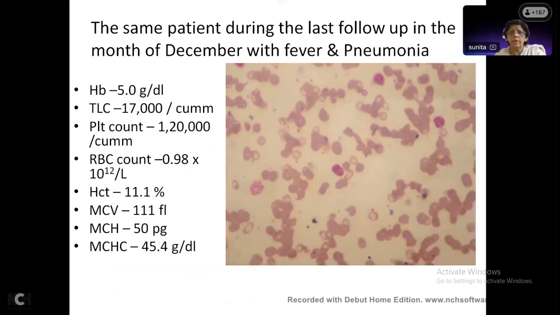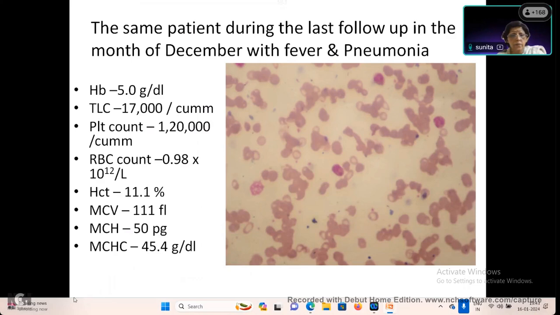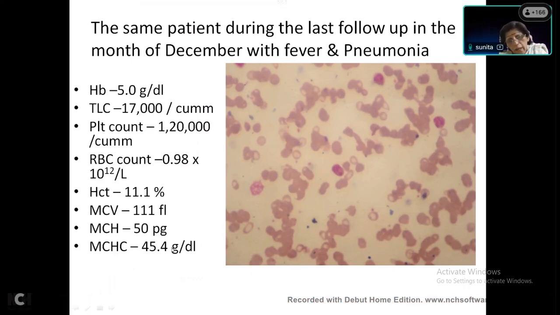the same patient at the last follow-up in the month of December presented with fever and pneumonia. Now, what you find here is the patient is severely anemic, right? MCV is markedly raised. MCH is also raised, but what about MCHC? It is very high. So again, this is an anemia where MCHC is high. Above, say, 40, it is not actually at this level. Hemoglobin is not soluble in the red cell. So this is artifactually or erroneously high.